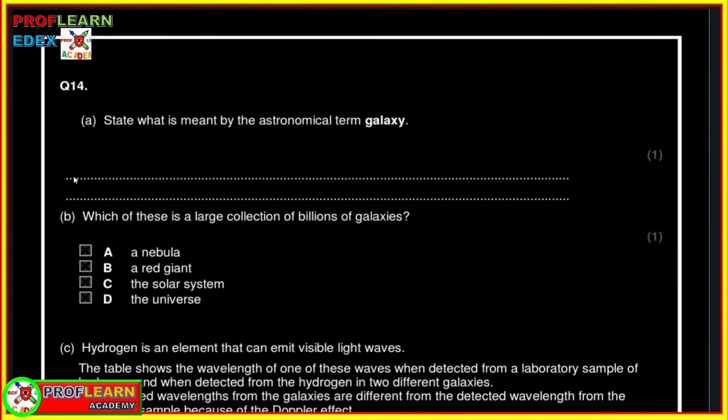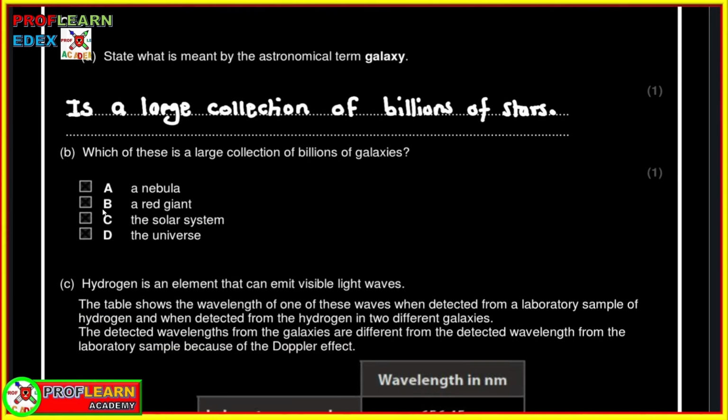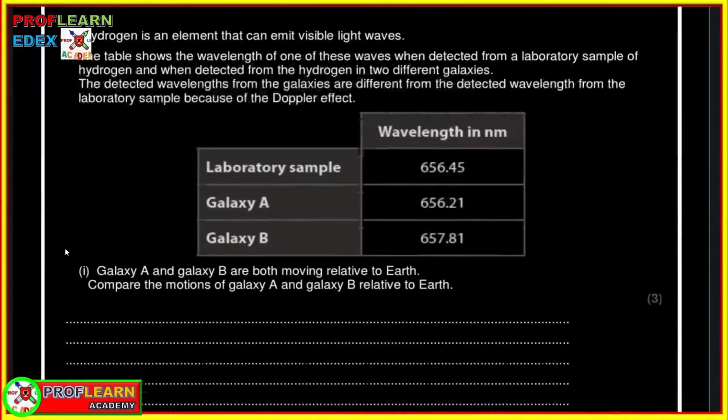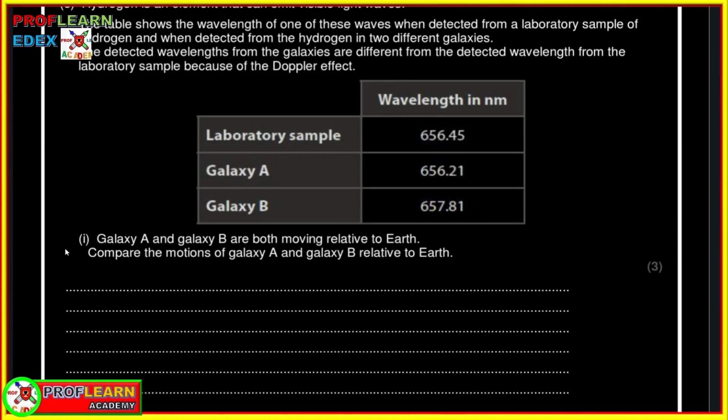State what's meant by the astronomical term a galaxy. So you need also to understand some of these terms. This is a large collection of billions of stars, and a large collection of billions of galaxies is a universe. And if a question is asked that way on the Doppler effect, you are going to answer it.